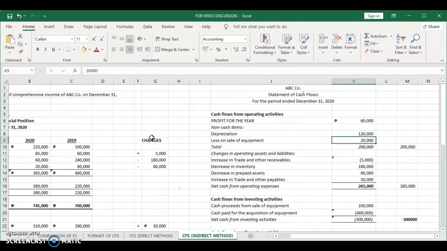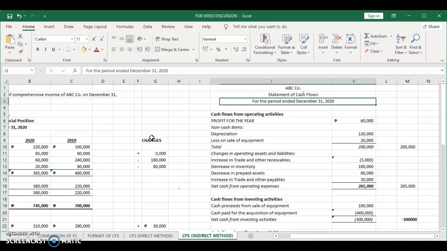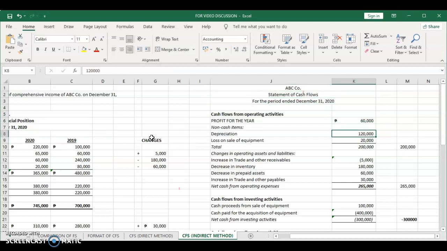Sinasama talaga natin tong mga non-cash items kasi sa statement of comprehensive income kasi class, etong si depreciation nileless siya. Same with the loss on sale of equipment. Kung nileless natin sila sa comprehensive income class, kailangan dito sa cash flow, i-add back natin kasi non-cash item siya. Okay? Para makuha natin yung cash.